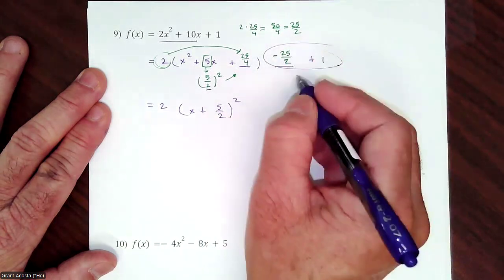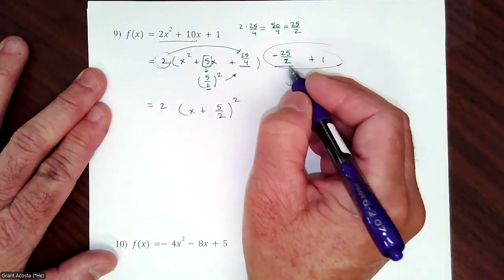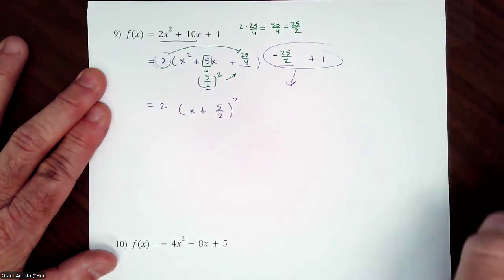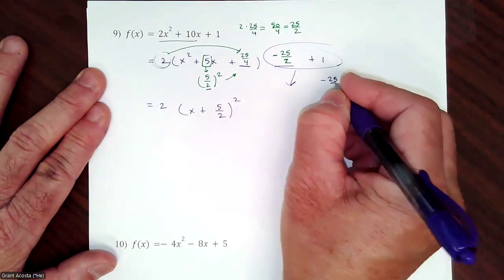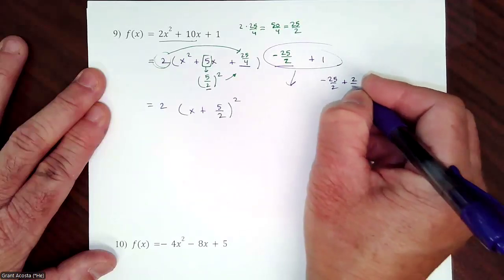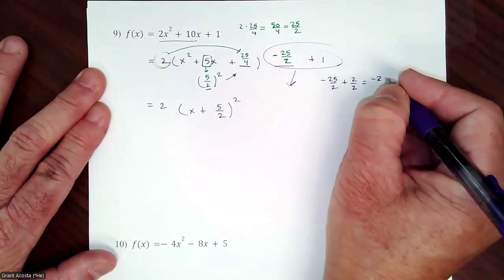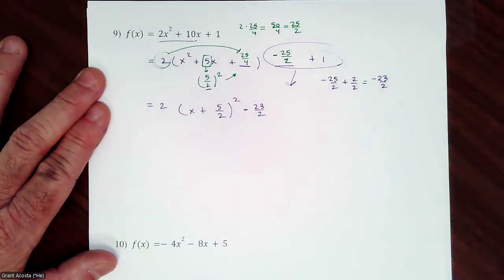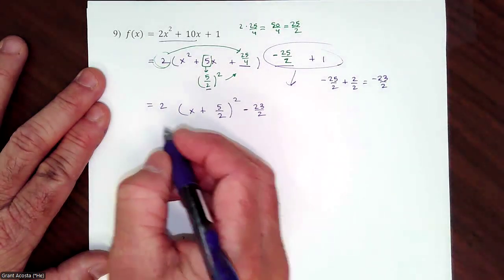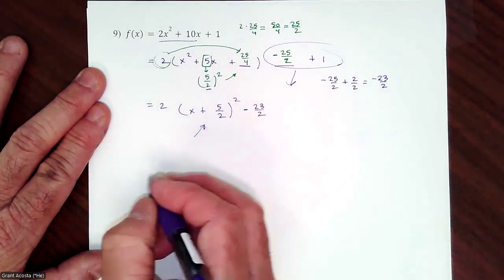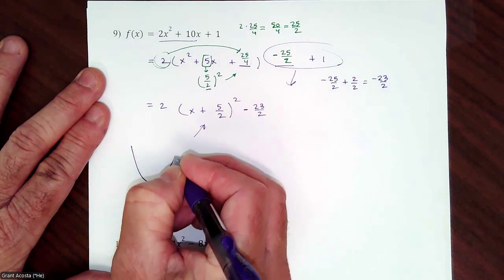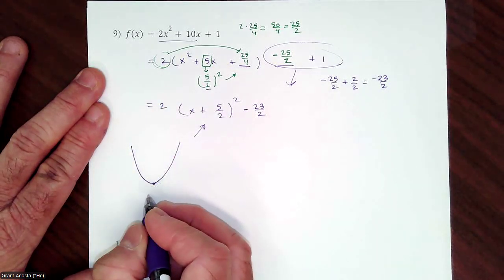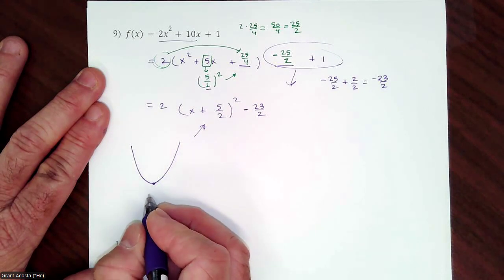And then I've got to figure out what negative 25/2 plus 1 is, but we know how to do that using a common denominator. Negative 25/2 plus 1, where 1 is 2/2, is going to be negative 23/2. So my vertex, this is an upward facing parabola because there's a positive out front. So I know this is going to be my lowest point.